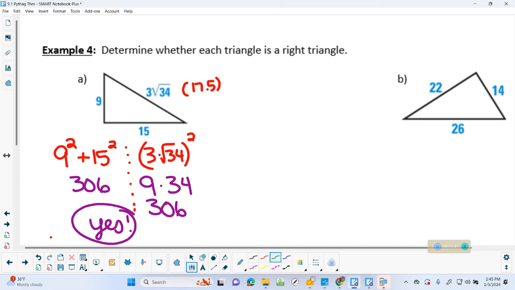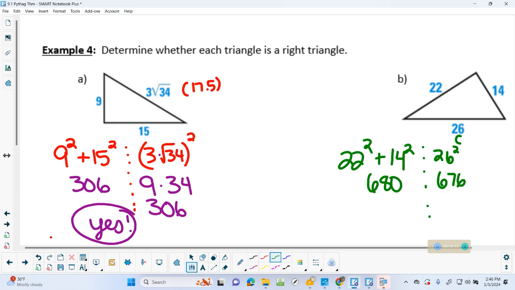Which one? 26. All right, so let's test it. Does 22 squared plus 14 squared, how does that match up to 26 squared? Okay, clearly you need your calculator for the left. What's 22 squared plus 14 squared? Perfect. And what's 26 squared? You got it.